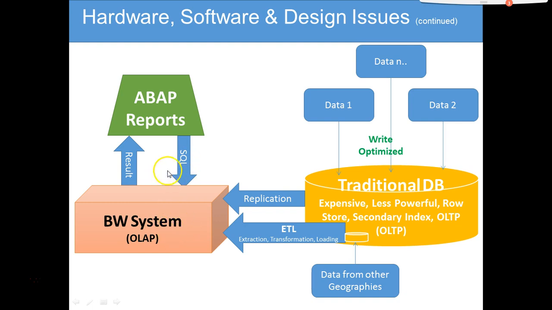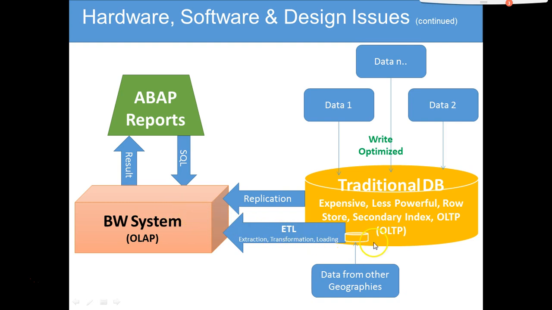So reporting was better now, but again this whole design itself had some flaw, which you can see with this arrow: the replication, ETL, different geographies. So what does that mean? The same data which existed in the traditional database needed to be replicated to the business warehouse system. So there was replication of data, so duplicacy.